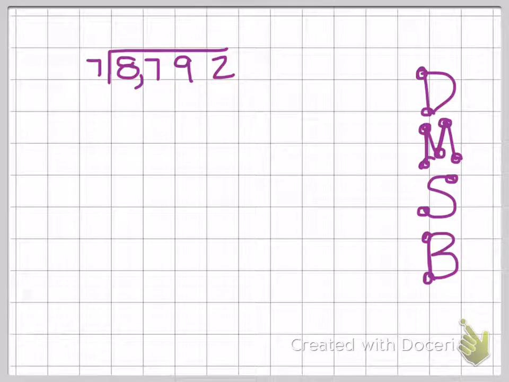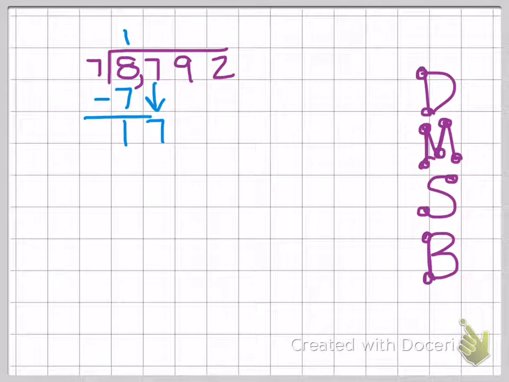Okay, welcome back. First we're going to divide. We start with this digit, 8 divided by 7. There's only one 7 in 8 without going over, so 1. Now we multiply. 1 times 7. 1 times 7 is 7. Next, subtract. 8 minus 7 is 1. Bring down the next digit.